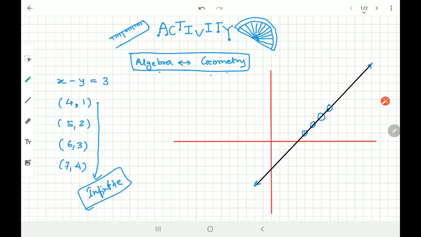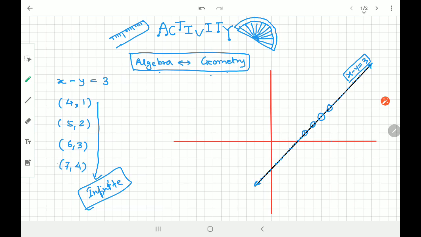So let me tell you why it has got infinite solutions. This straight line represents the equation x minus y is equal to 3. बराबर है ना? Can you tell me how many points this straight line has got? Any line का definition यही है कि there are infinitely many points on this particular line, है ना? It is made up of infinitely many points, right?